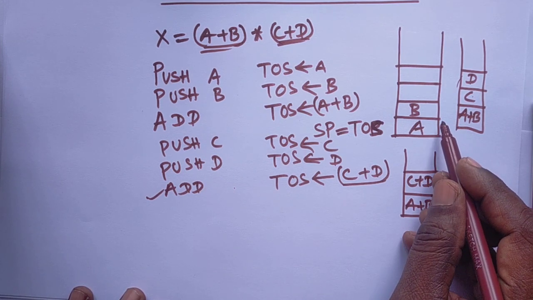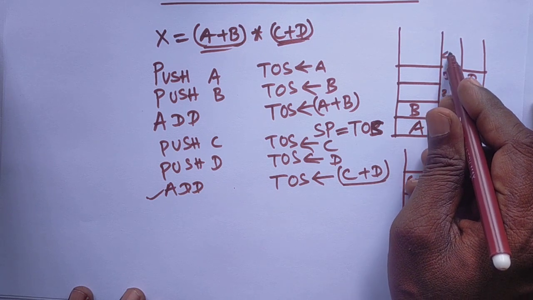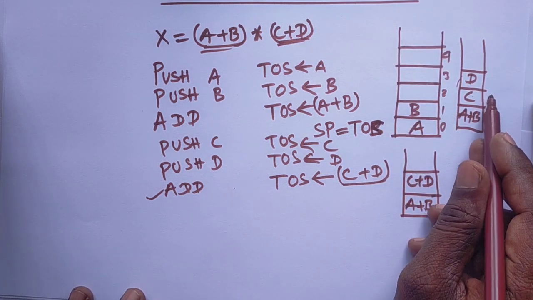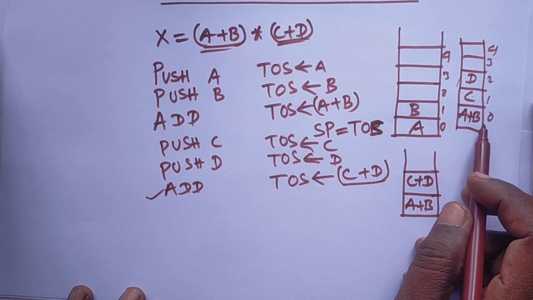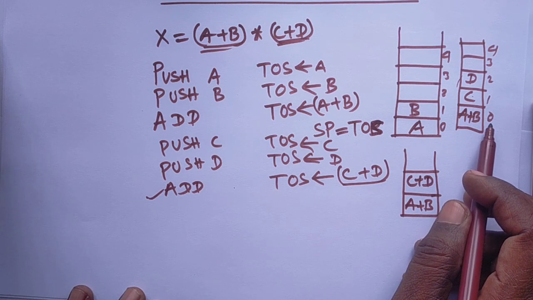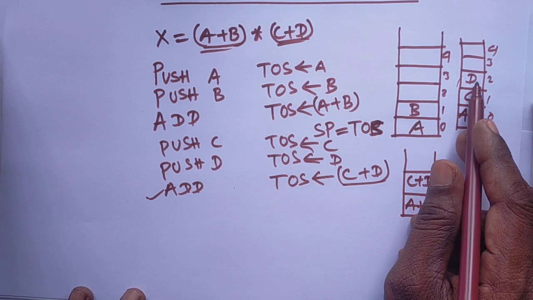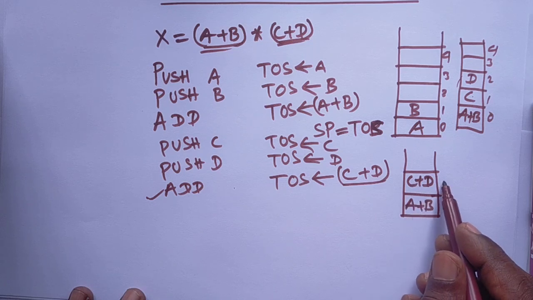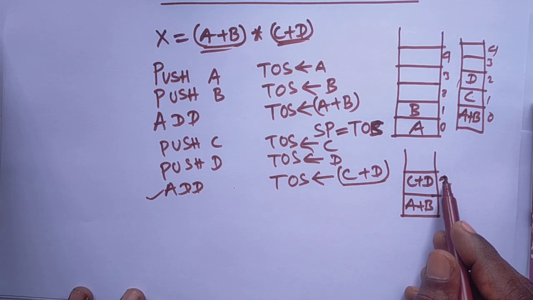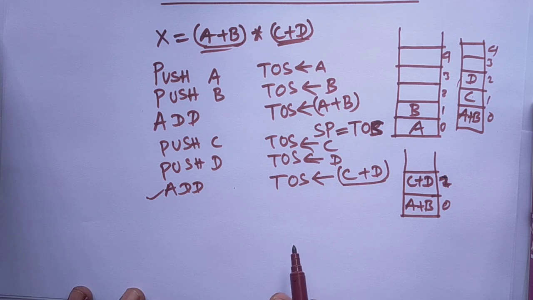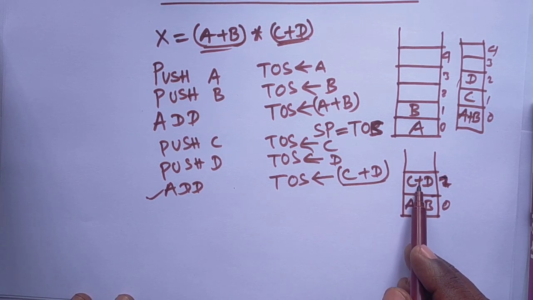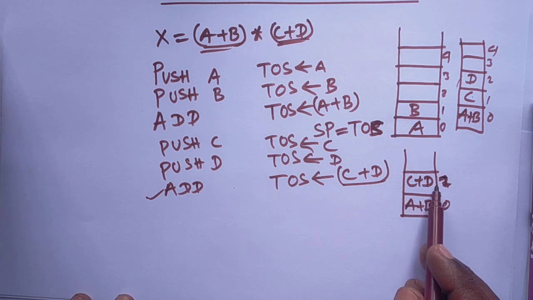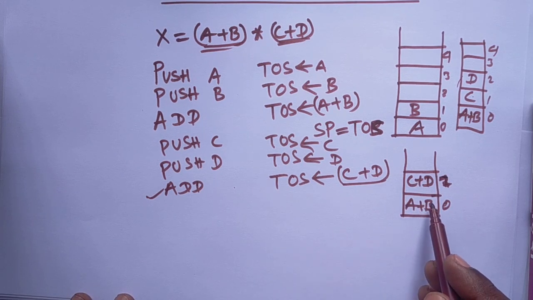For example, here we have different addresses, 0, 1, 2, 3, 4, like this. The result of a plus b is stored in 0. Again, whenever add comes, c plus d is stored in position one. In this way, position 0 holds a plus b, and position one holds c plus d. Now a plus b and c plus d are already stored in the stack.